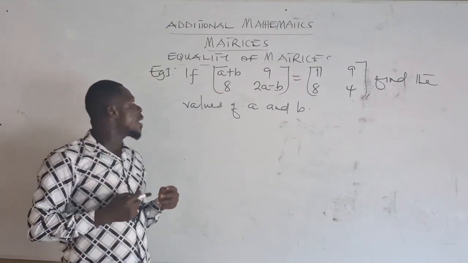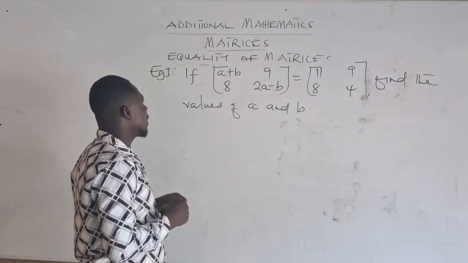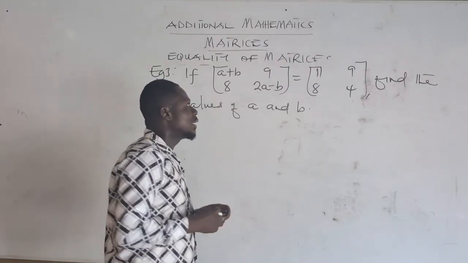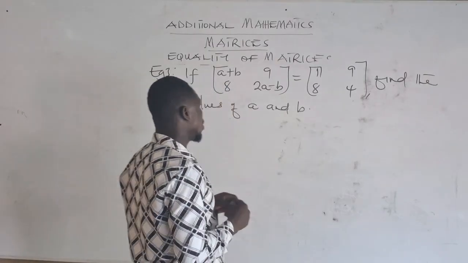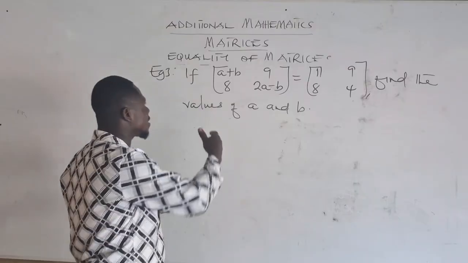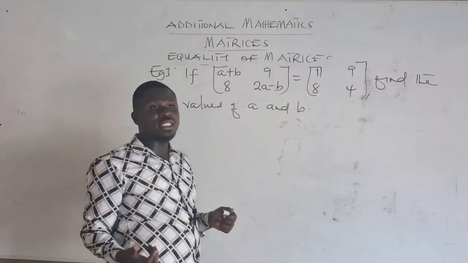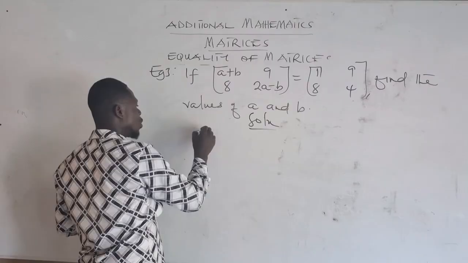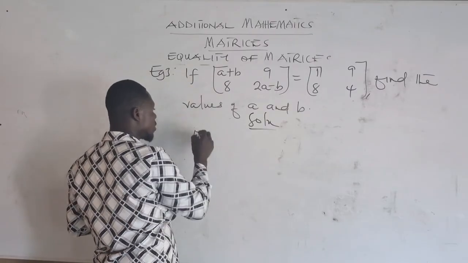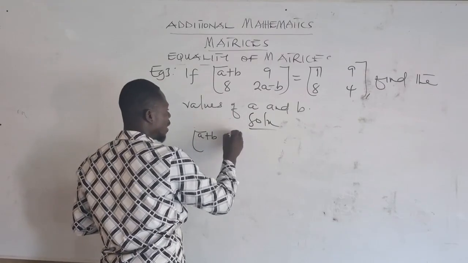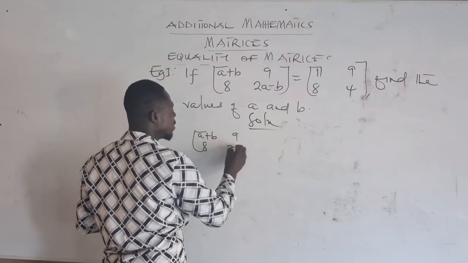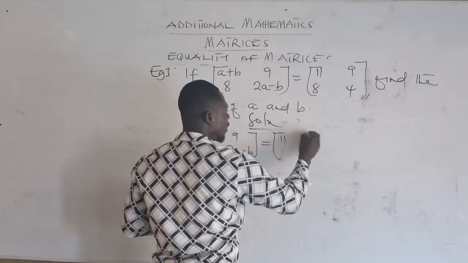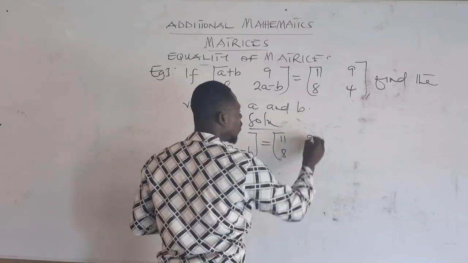In our third example, we have: if the matrix with rows a plus b, 9 and 8, 2a minus b is equal to the matrix with rows 11, 9 and 8, 4, find the values of a and b. In this, the first matrix has been equated to the second matrix. So let's write it first. So the first matrix, we have a plus b, 9, 8, 2a minus b, and this is equal to 11, 9, 8, 4.